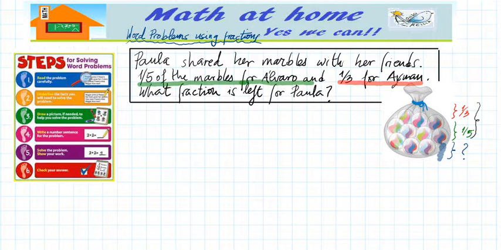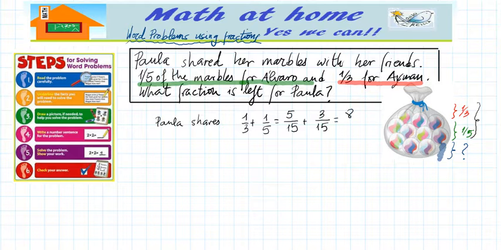So we can write that Paula shares one third plus one fifth. If we add this, we know that the lowest common multiple is 15, because these two fractions don't have the same denominator, so you have to calculate the lowest common multiple, that is 15. Then 15 divided by 3 is 5, times 1 is 5, and 15 divided by 5 is 3, times 1 is 3. So we have calculated that Paula shares 8/15 of the marbles.